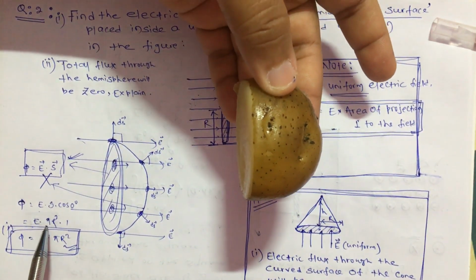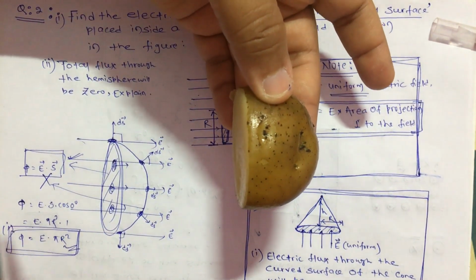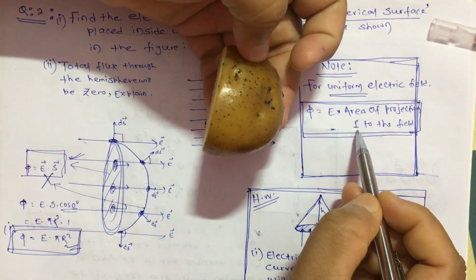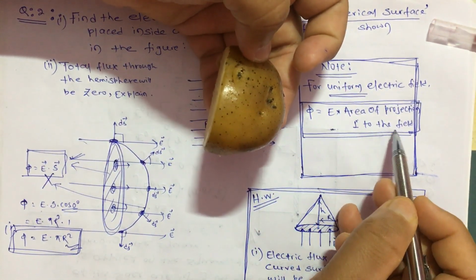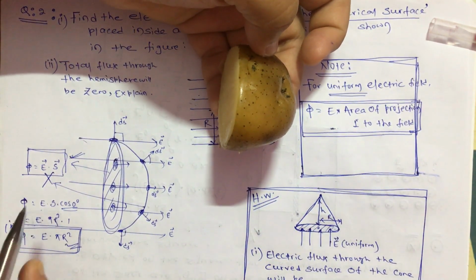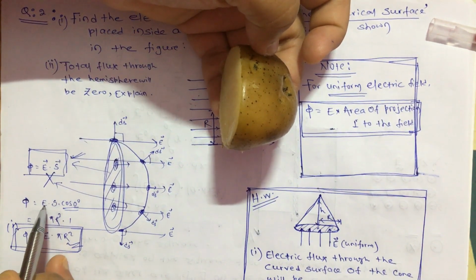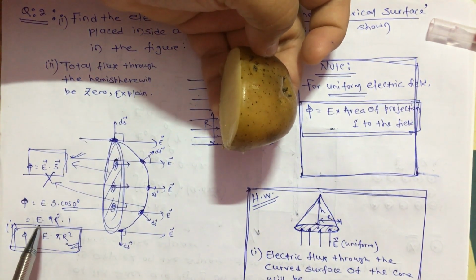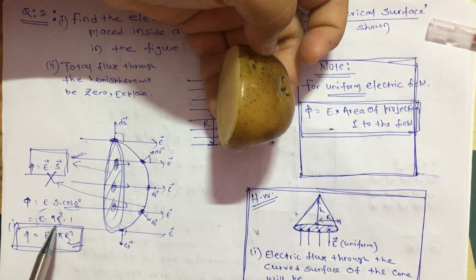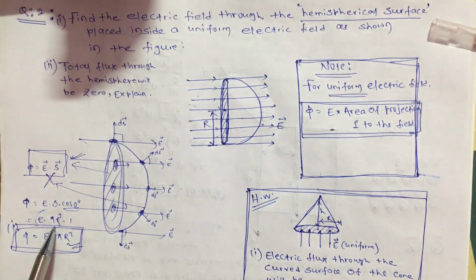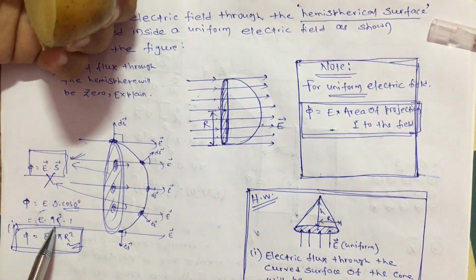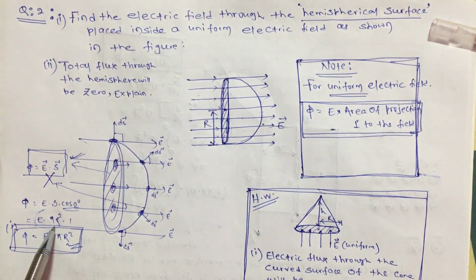Electric field into the projected area is this, and this part is always going to be 0 degree, because you have chosen the projected area in the perpendicular direction to the field. If the plane is perpendicular to the electric field, then obviously the area vector or S vector is going to be, the angle between S vector and E vector is going to be 0 degree. So, you can directly write this as electric field into area of the projected plane, or area of the projected plane perpendicular to the field. Is it clear?